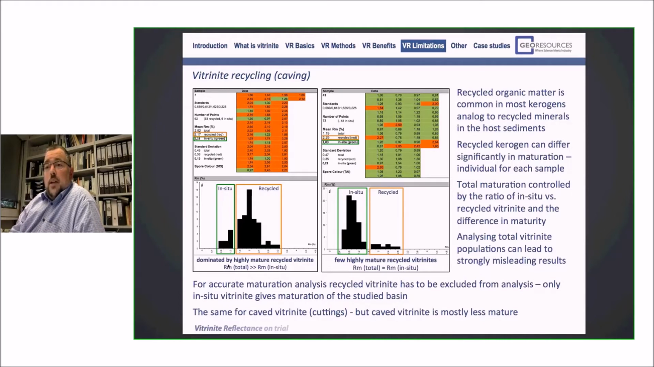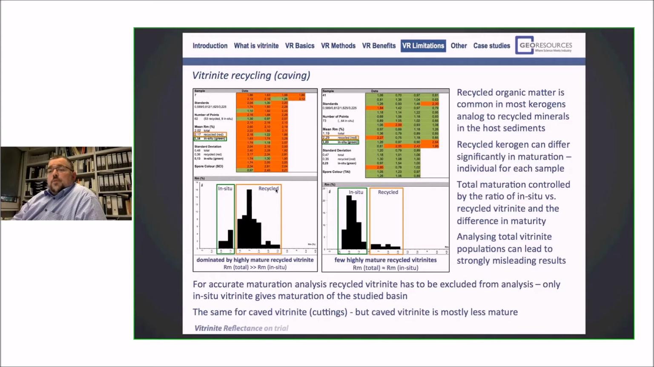All this recycled part tells you something about previous hydrothermal systems, polythermal systems, about previous subsidence and of basins that might be no longer existing because they are completely eroded. The only part of the vitrinite that tells you something about the thermal environment of your studied basin is this in situ part here in green.